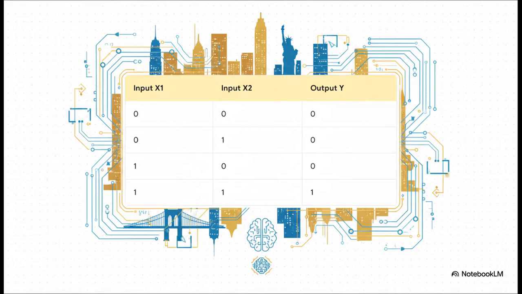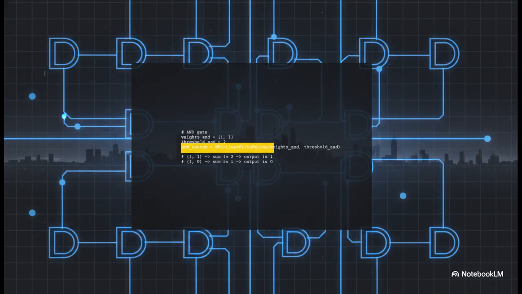Okay, so what can you actually do with a thing this simple? Well, you can build logic. Let's take a basic AND gate. As you know, the output is only 1 if the first input and the second input are both 1. And check this out. We can build that exact logic with our little Python neuron.